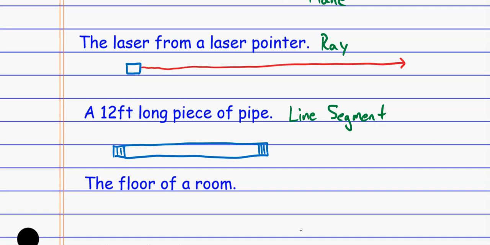And then this one, the floor of a room. If you look down, the floor of the room hopefully is a nice flat shape that extends to the edges of your room. And if it extended indefinitely, it would be a plane for sure. So we're just going to say it's a plane. And again, even though it doesn't extend forever, it kind of acts that way.